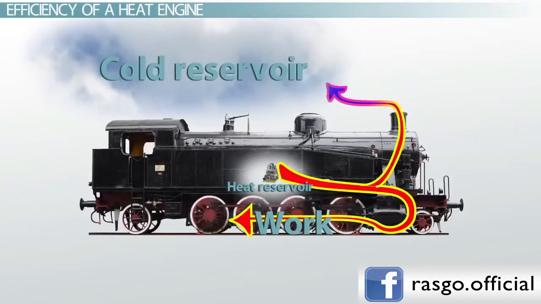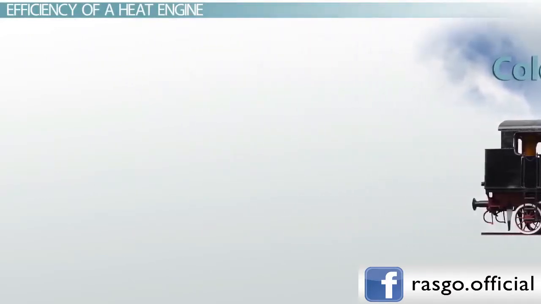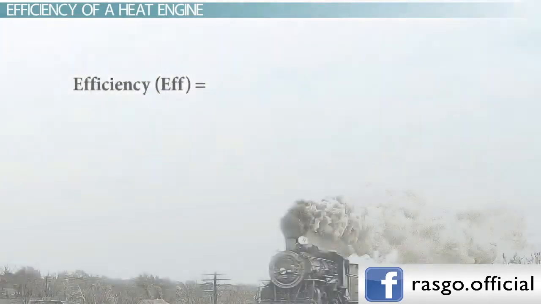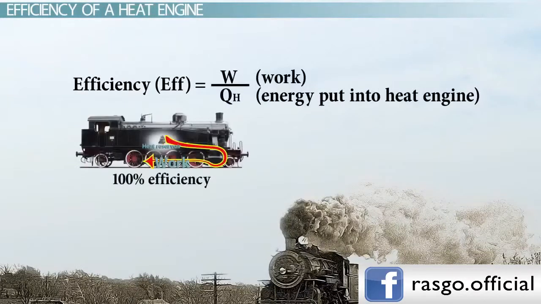If we want to calculate the efficiency of a heat engine, we need to figure out what proportion of the heat energy we put into the hot reservoir comes out as work. So that would be work W divided by QH, the heat we put into the heat engine. If 100% of the energy we put in came out as work, it would be 100% efficient, and W would be equal to QH. That means that W divided by QH would equal 1. This is a decimal, so 1 means 100%. If you want it as a percentage, you can just multiply by 100.